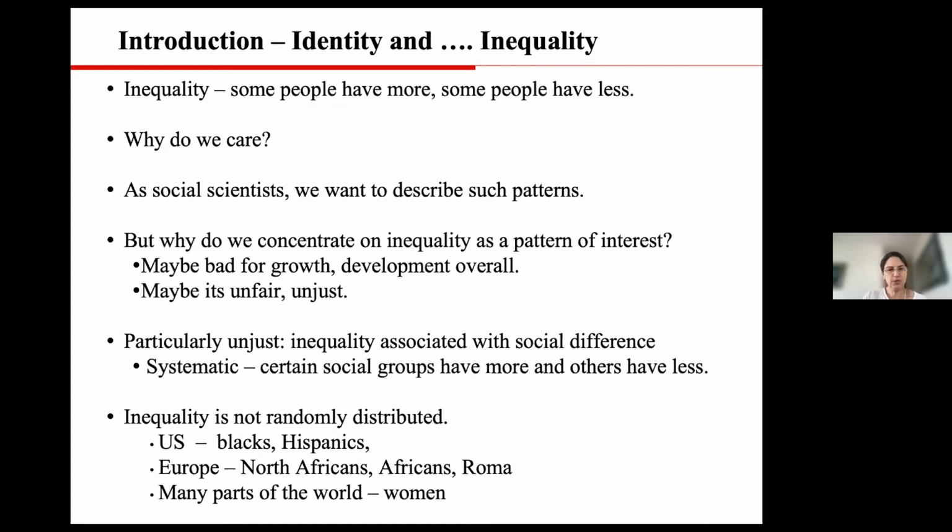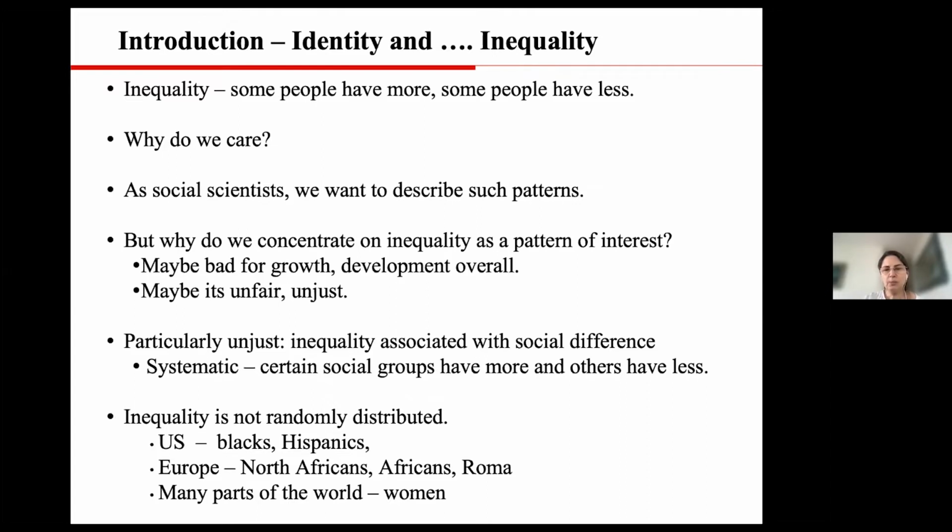Just some examples. In the United States, of course, we know that the income distribution skews towards white Americans having more income and wealth than Black Americans or Hispanic Americans. In Europe, we know that Europeans of North African or African origin or Roma origin tend to have less income, less access to education, worse housing, et cetera, than other Europeans. And in many parts of the world, in fact, I would say in most parts of the world, women have lower income and less opportunities than men.